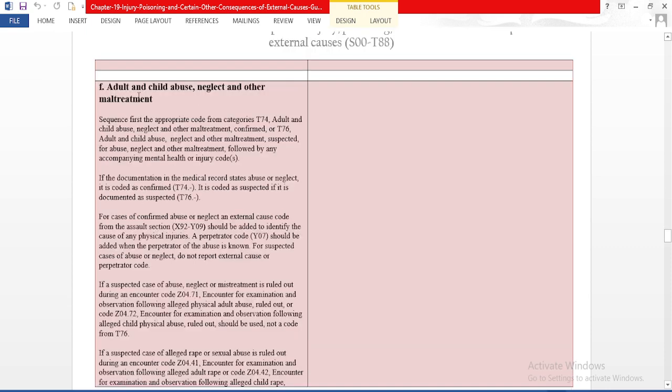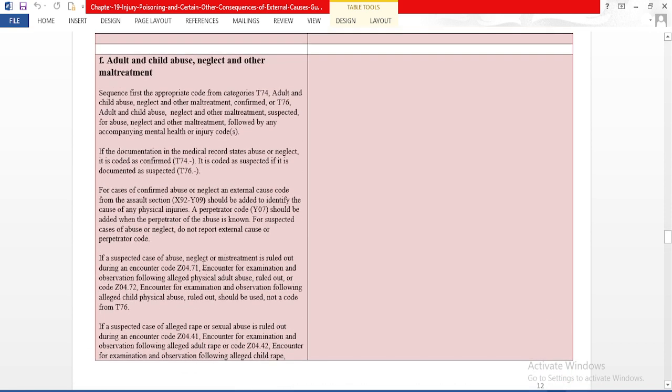Then these adult and child abuse, neglect and all other categories are self-explanatory. You can read them and understand easily. And these are more rare in our coding process.